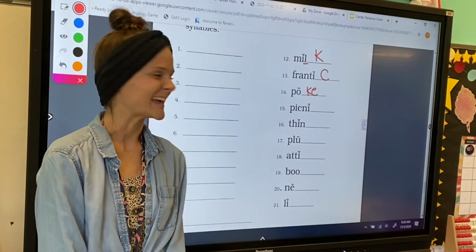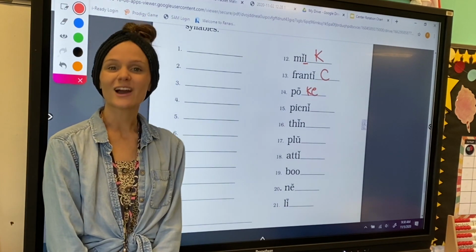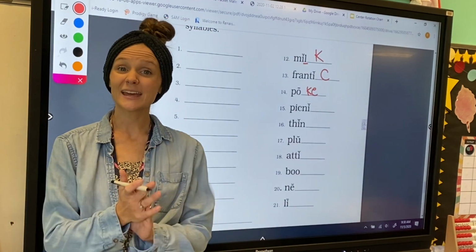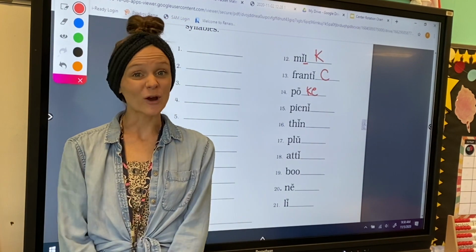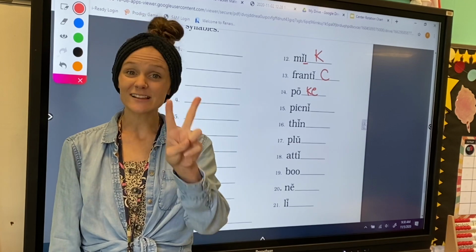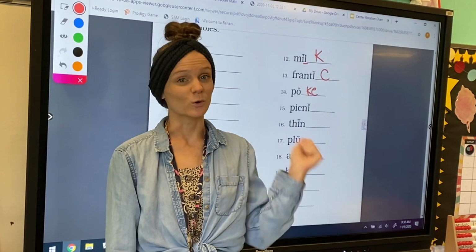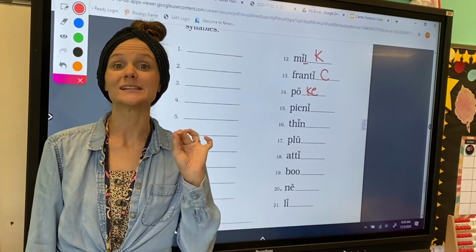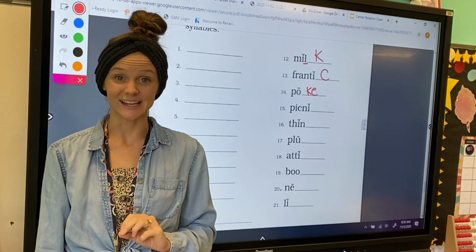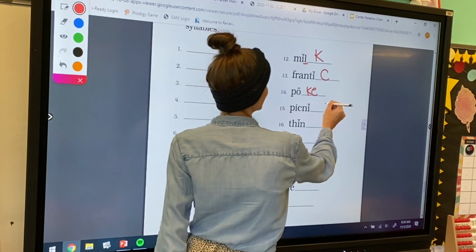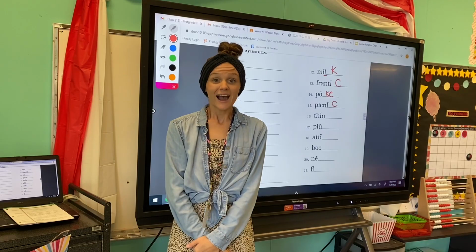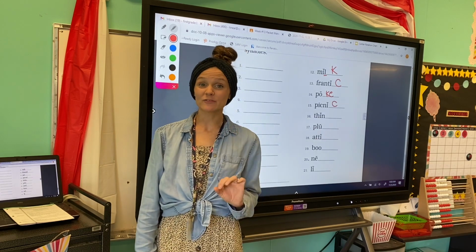Very good. For number 15, our word is picnic. Clap that word with me. Picnic. That word has two syllables. So since it has more than one syllable, I know I'm going to use the final C for the K sound. Picnic. Excellent.